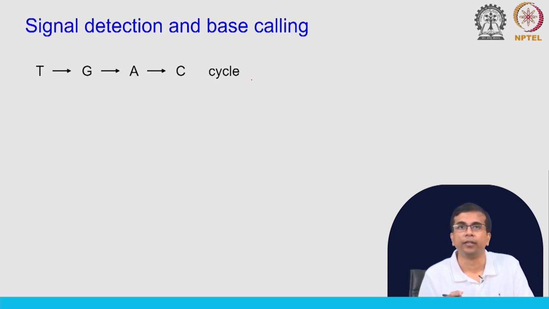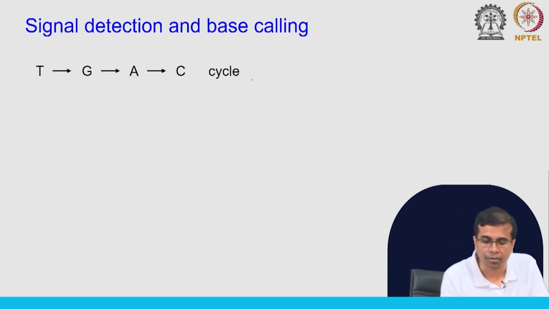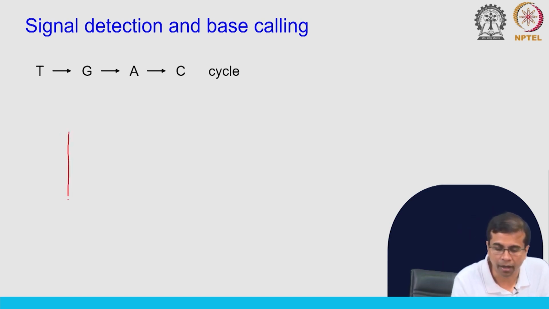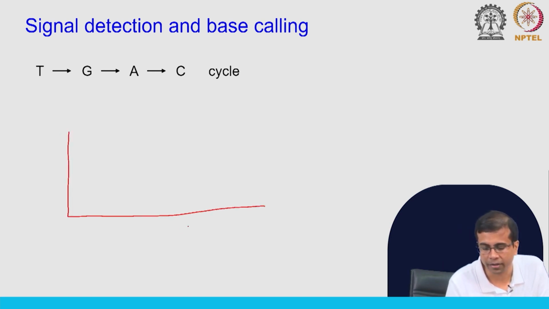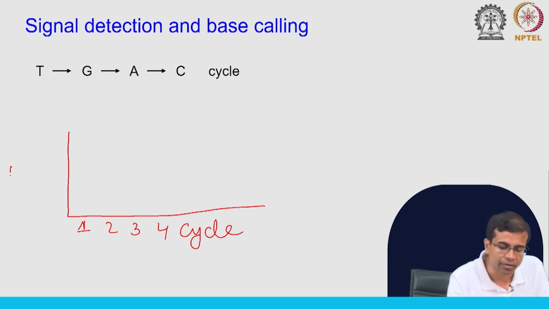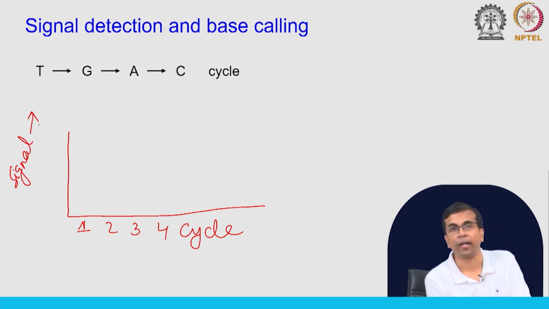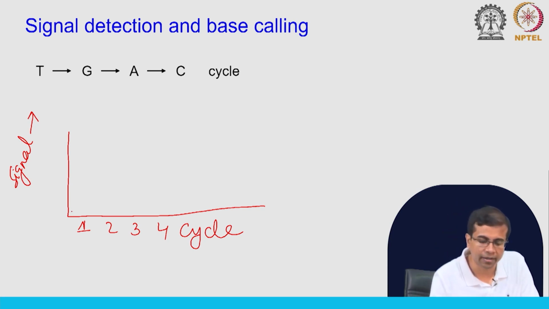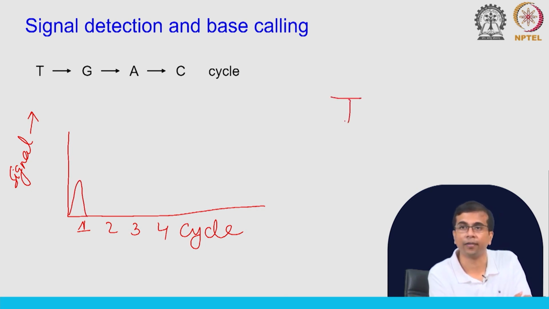Let us look at how the base call actually happens. This is your cycle number: cycle 1, 2, 3, 4, etc., and this is your signal intensity, the Y axis. We follow this cycle order, let us say T, G, A, C. We first provide T and we see whether there is any signal. Yes, there is some signal. So, the base is T, we have identified the first base.